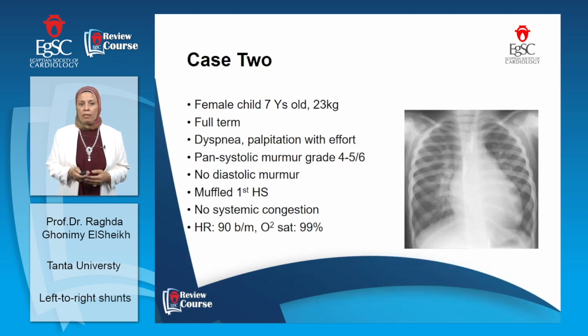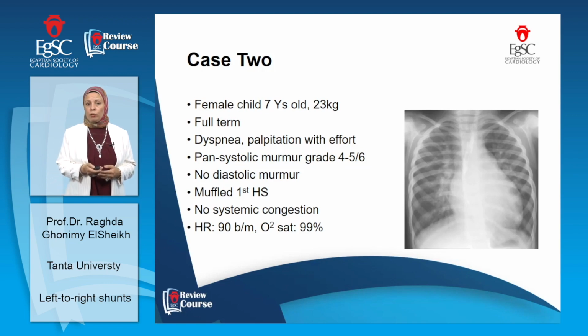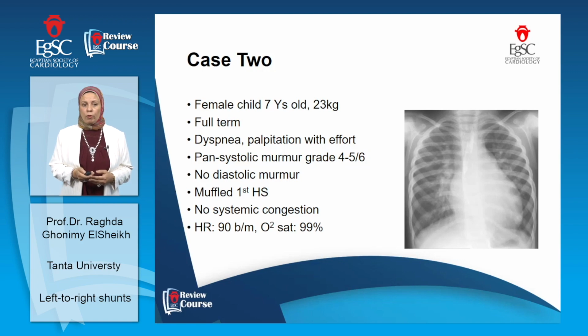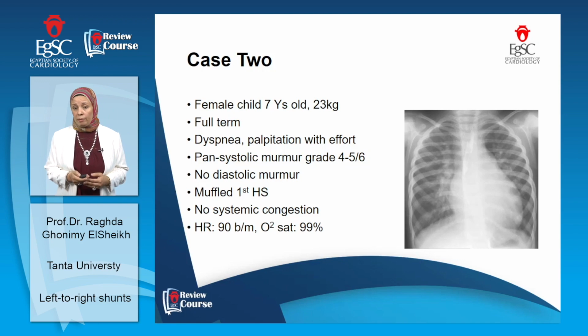Second case is a female child, 7 years old, 23 kilograms, full term, complaining of dyspnea and palpitation with effort. On auscultation, we found a pansystolic murmur, grade 4 to 5 over 6. There is no diastolic murmur, and we found the first heart sound muffled. There is no systemic congestion, only pulmonary congestion manifestation. Heart rate 90 beats per minute, and saturation was 99.